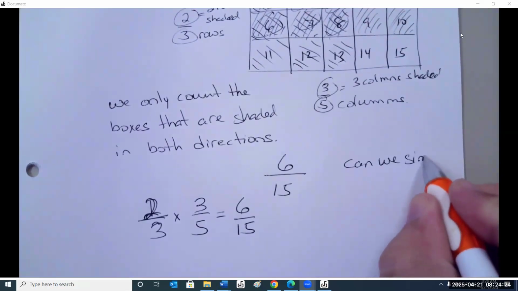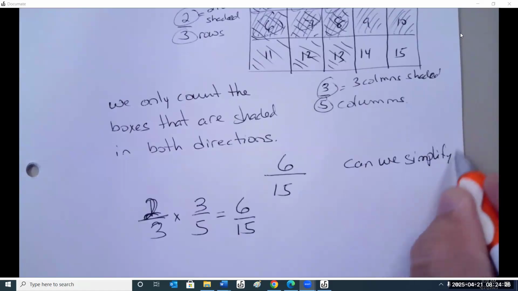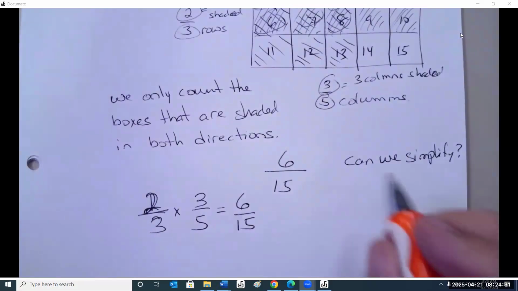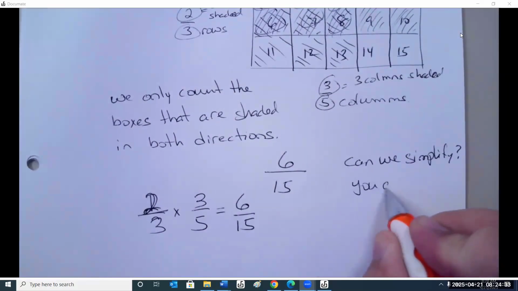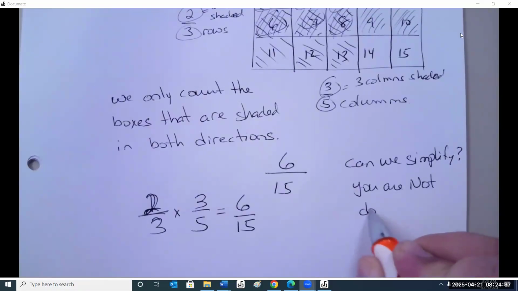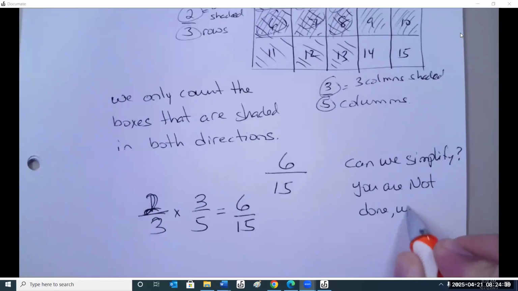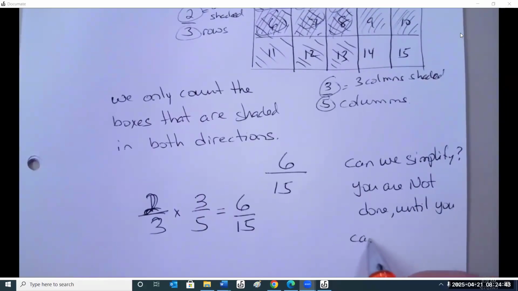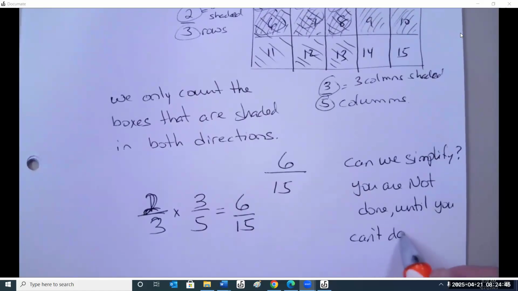Can we simplify? You're not done until you can't do anything else.